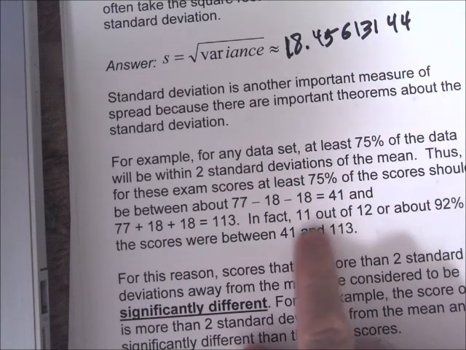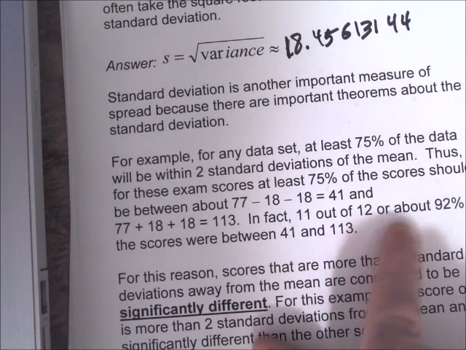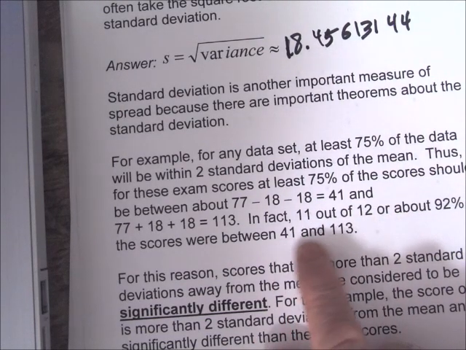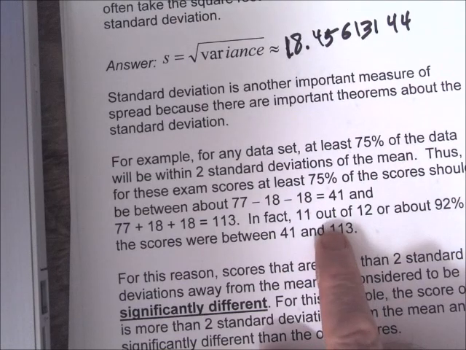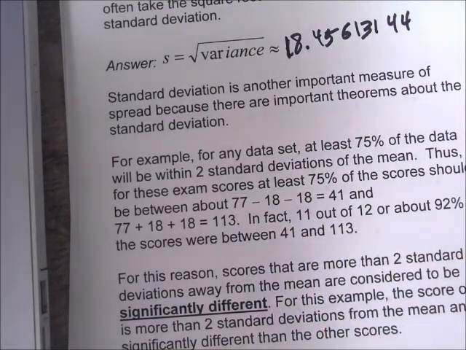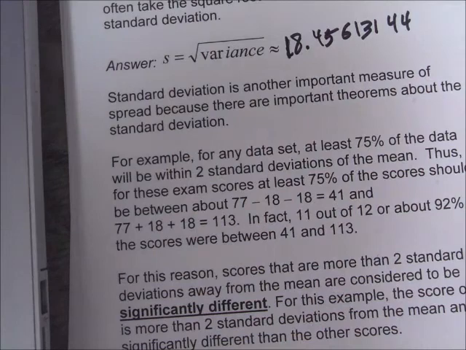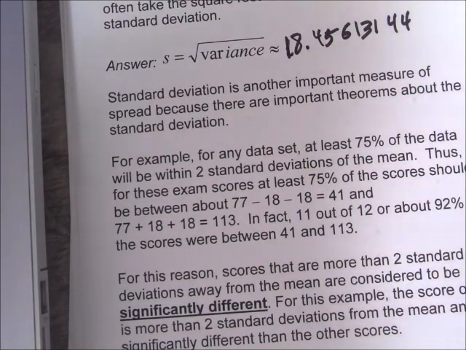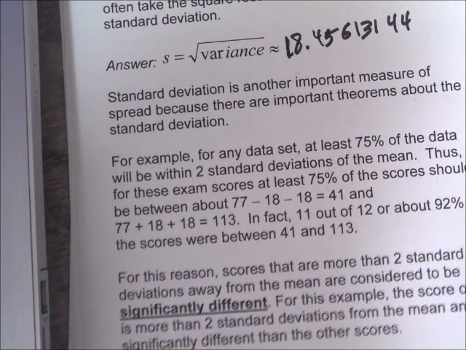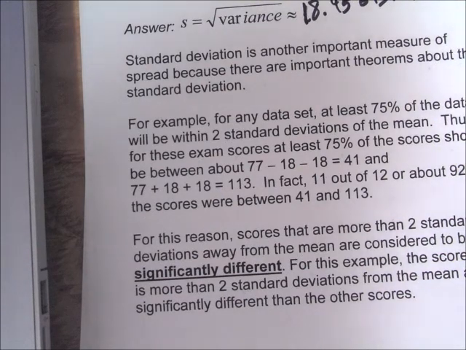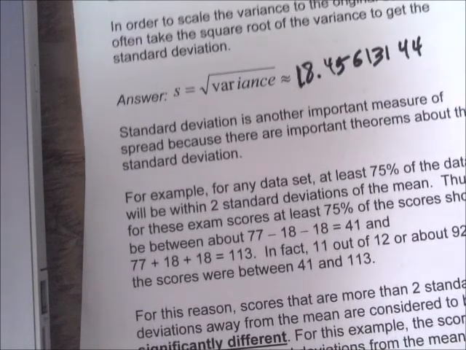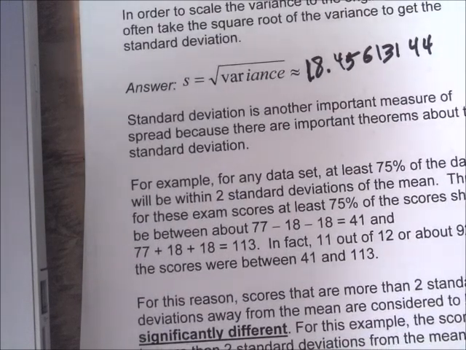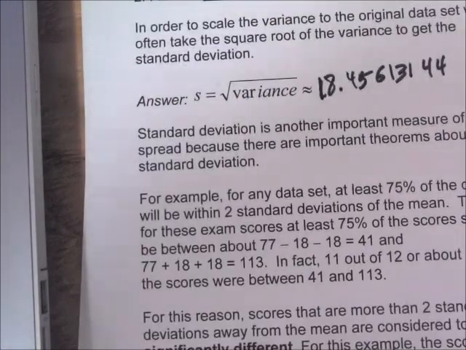And in fact, 11 of the 12 scores, or 92%, were between 41 and 113. The only one that was not between those two numbers was the 28. So for this reason, scores that are more than 2 standard deviations above the mean are considered to be significantly different, and the score of 28 is significantly different than the other scores.